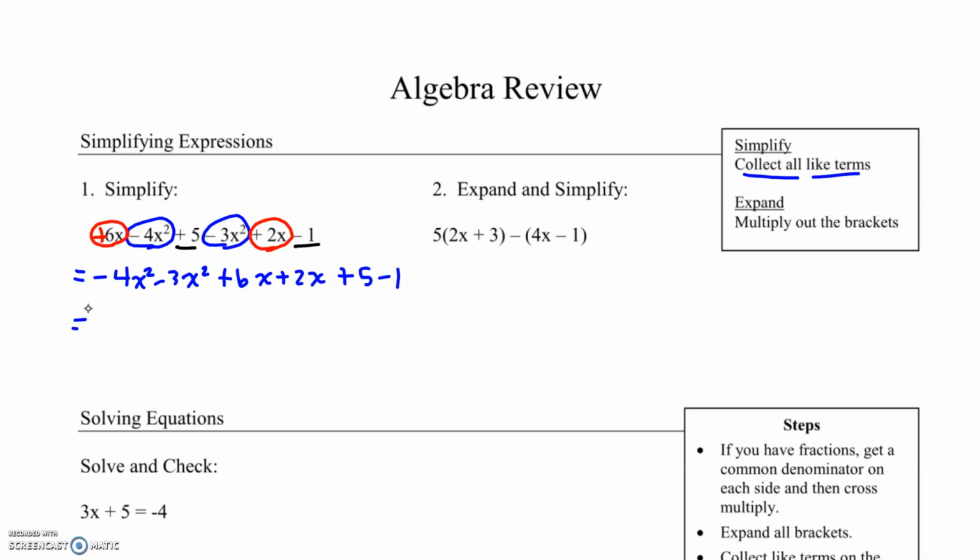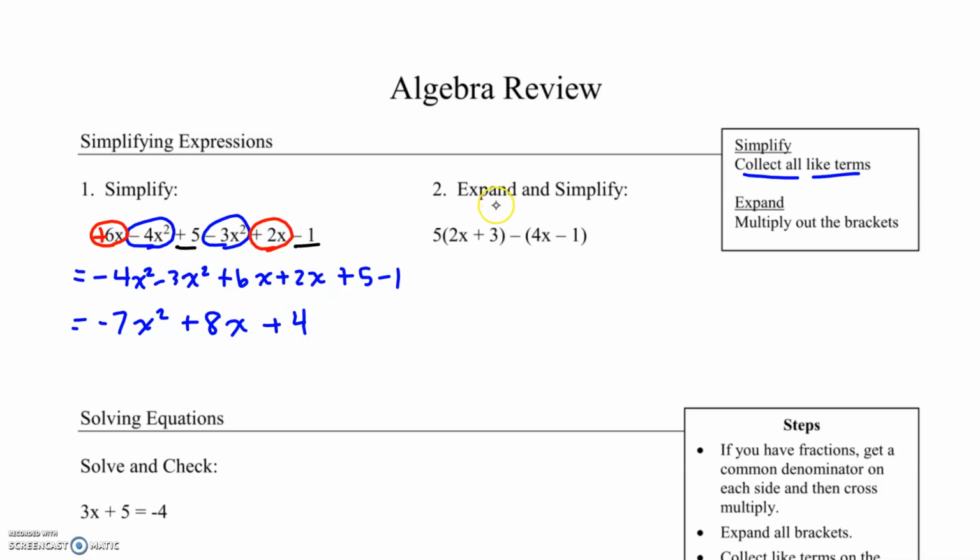Okay, now I add like terms together. So -4 minus 3 is a -7x squared. And then we have 6x plus 2x, which is 8x. And 5 minus 1, which is a positive 4. And that's our final answer.